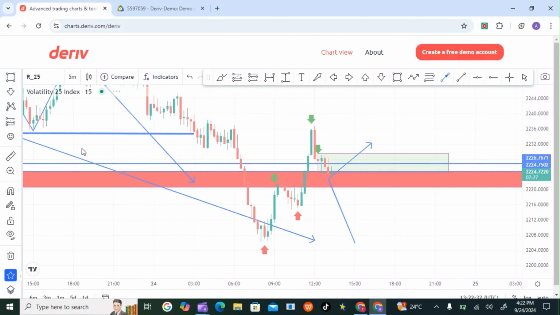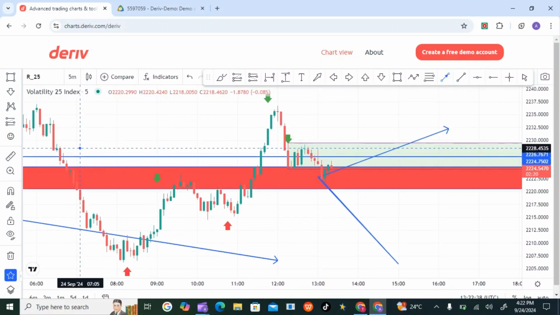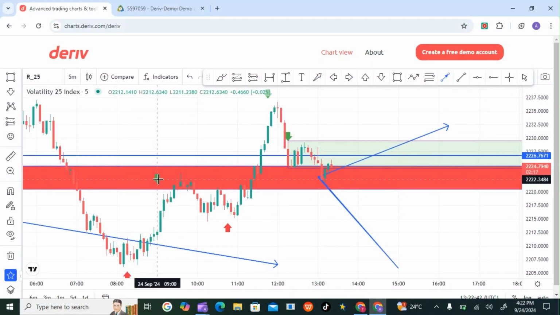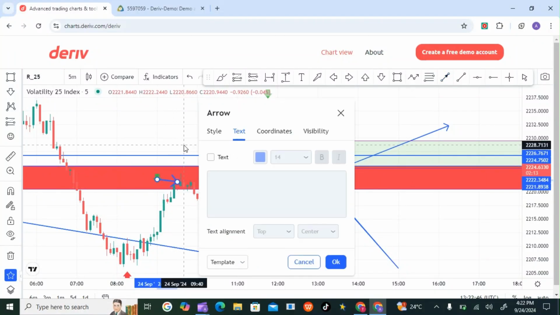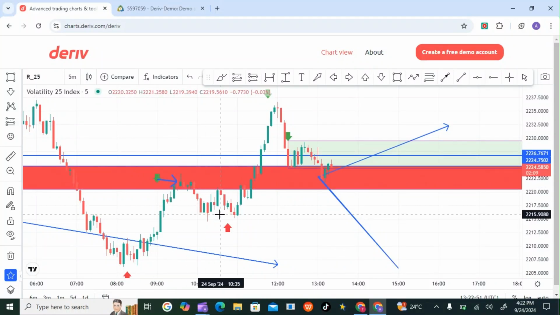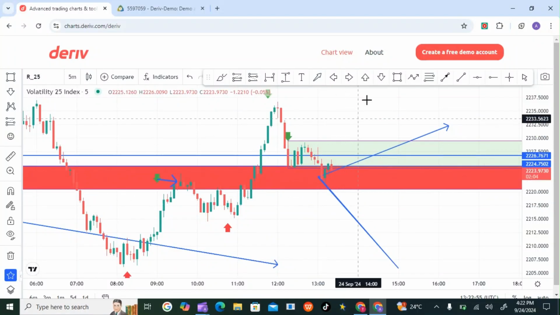So if I was to trade now, I would just take a sell position. Let me first confirm with the 5 minutes. The 5 minutes was also creating the same, let's see, it was creating lower lows, higher low, lower low, higher low, lower low, higher low.